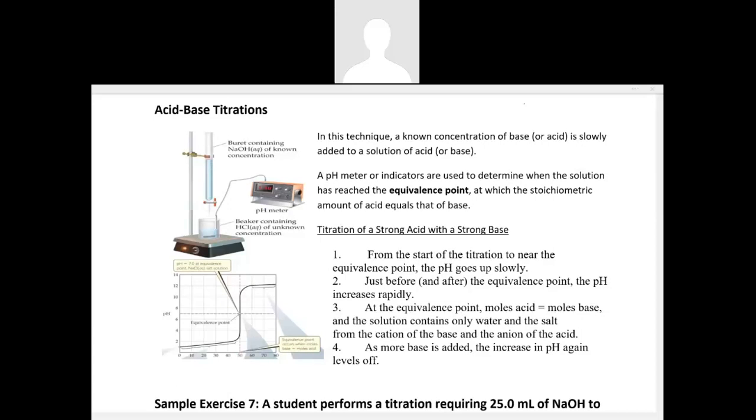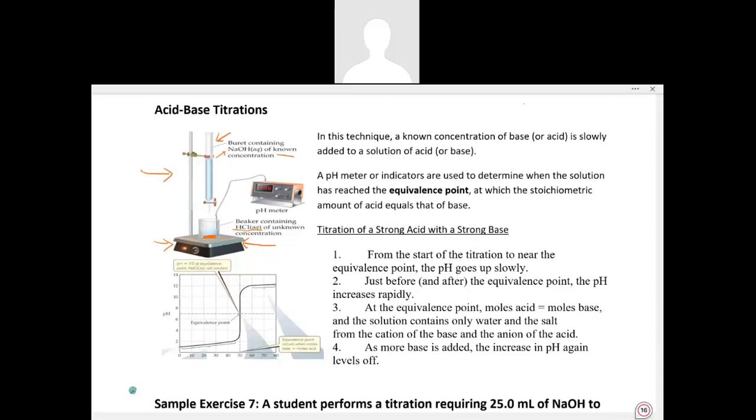So we see the apparatus here, the setup that's commonly used, where we have our stir plate with a stir bar inside of our beaker. Notice that we have an unknown concentration. This could be either acid, as we see here, or base. And then up top in our burette, we have, in this case, a base, sodium hydroxide, with a known concentration that we're going to titrate against our hydrochloric acid of unknown concentration.